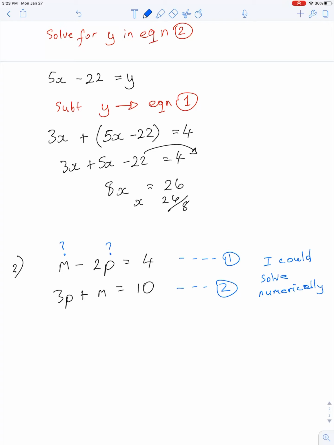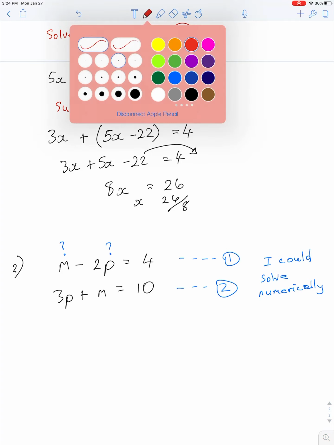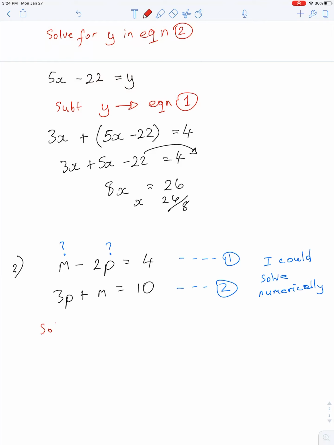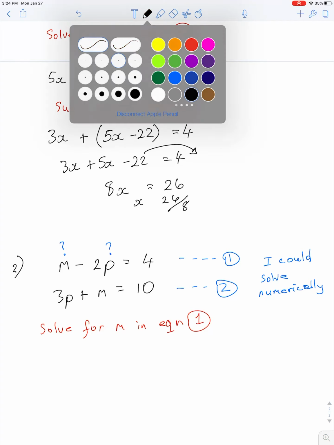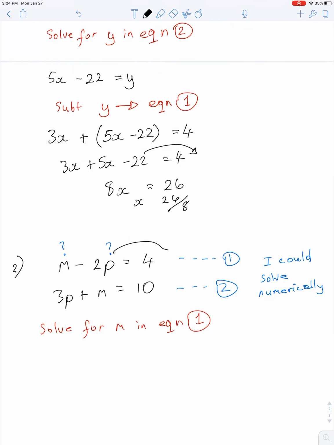Step 3, solve for one of these missing variables that you have here. I am going to solve for m in equation 1. Makes my life nice and easy. So if I do that, then this is going to be moved over here. It becomes positive. So that is m is equal to 4 plus 2p.